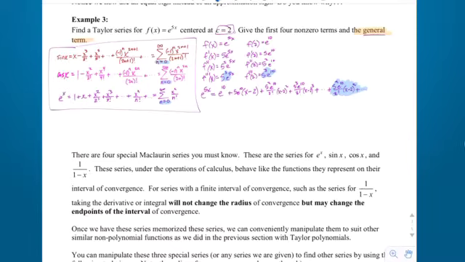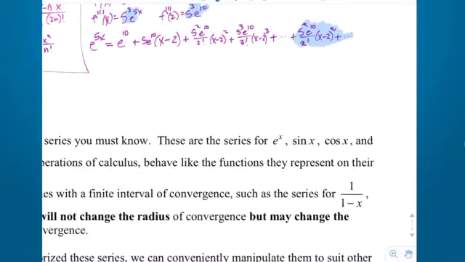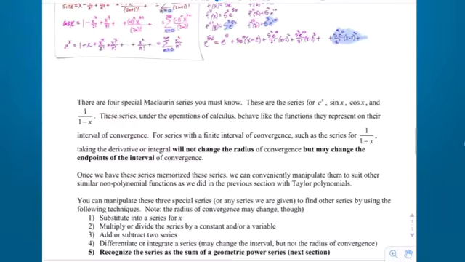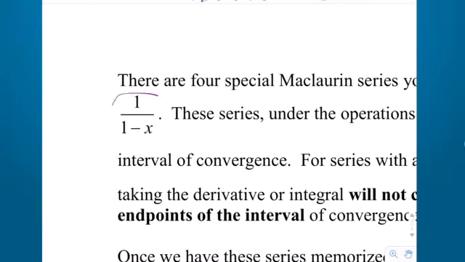All right, there are 4 special Maclaurin series that you have to know, and we've already been introduced to 3 of them in the previous section and in this section: e, sine, and cosine. But there's another one called 1 over 1 minus x. And 1 over 1 minus x is a pretty important one because it's related to geometric series.